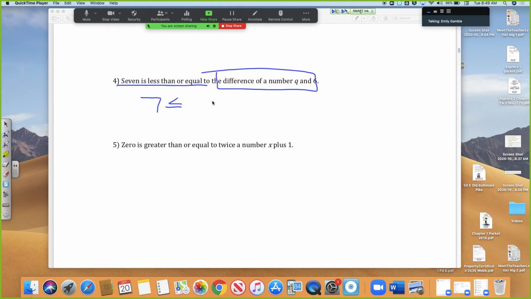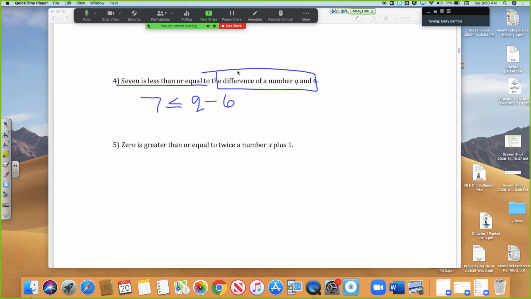Chase? I'm only calling on you because I heard you arguing with Alex and you were right. 7 is less than or equal to q subtracted by 6. Yes, that's right. I called on him because I heard him talking about how the difference is subtraction. A lot of times at this point you might think the difference means something else, like divide, but it's subtraction. So that would be your answer for this one.